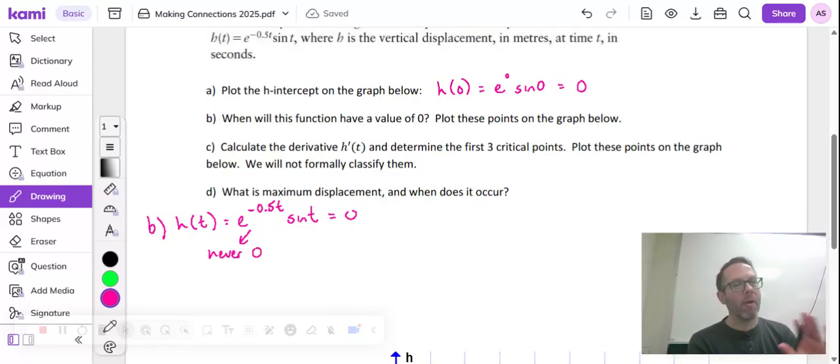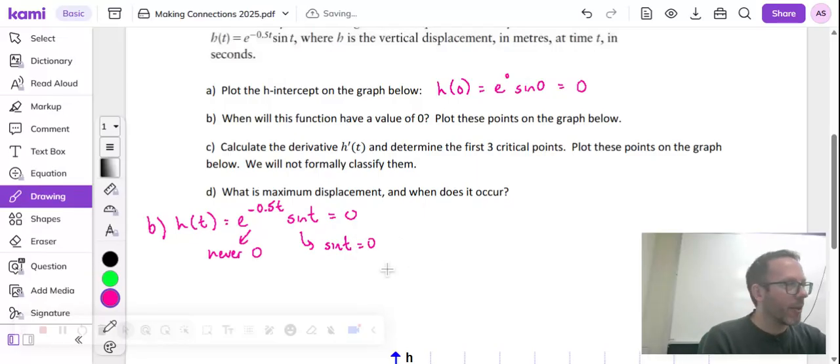Again, these are multiplied. We're just using our grade 10 skills of solving by factoring. Two things multiply to 0, one of them has to be 0. But the exponential is never going to be 0. So all the x-intercepts or t-intercepts here will come from when sine t is equal to 0.